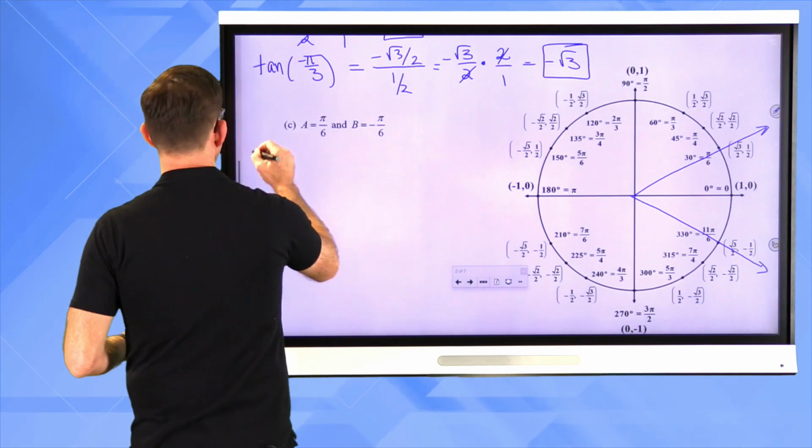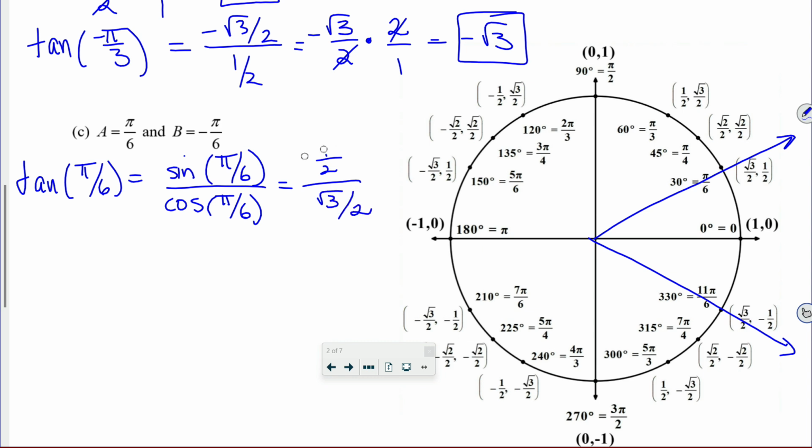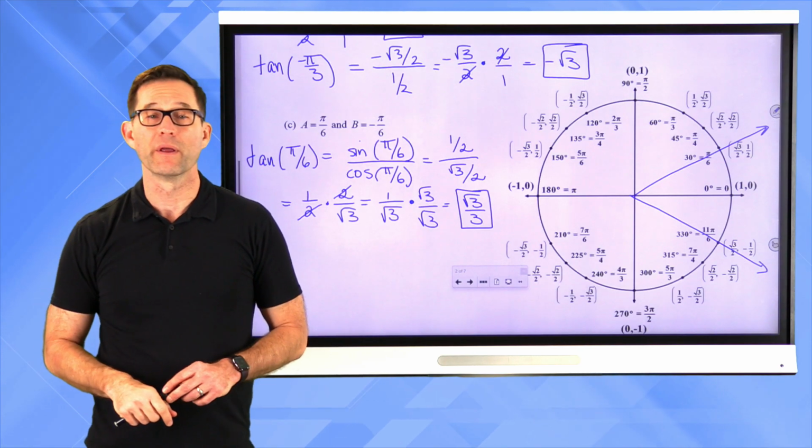Okay, here we go. So the tangent of pi over 6 will be the sine of pi over 6 divided by the cosine of pi over 6, which will be 1/2 divided by square root of 3 over 2. All right, which will be 1/2 times 2 over the square root of 3. Those 2's cancel, and we have 1 over root 3. We'll do a little rationalizing of the denominator by multiplying top and bottom by root 3. And we'll find that the tangent of pi over 6 is the square root of 3 over 3.